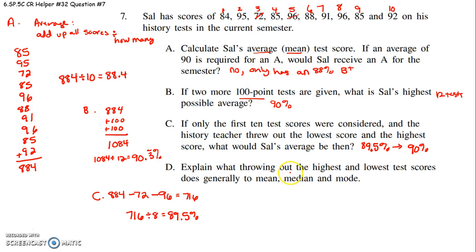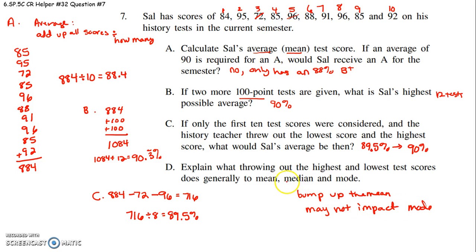All right, explain what throwing out the highest and lowest scores does generally to the mean, median, and mode. Okay, oh, they want mean, median, and mode? All right, well, generally, it seems as though it might help bump up your mean. It will bump up the mean, hopefully. The mode, well, it depends. It depends on what you score most, so I don't know that it really does anything to the mode. Probably has no effect on the mode. It may not impact the mode.